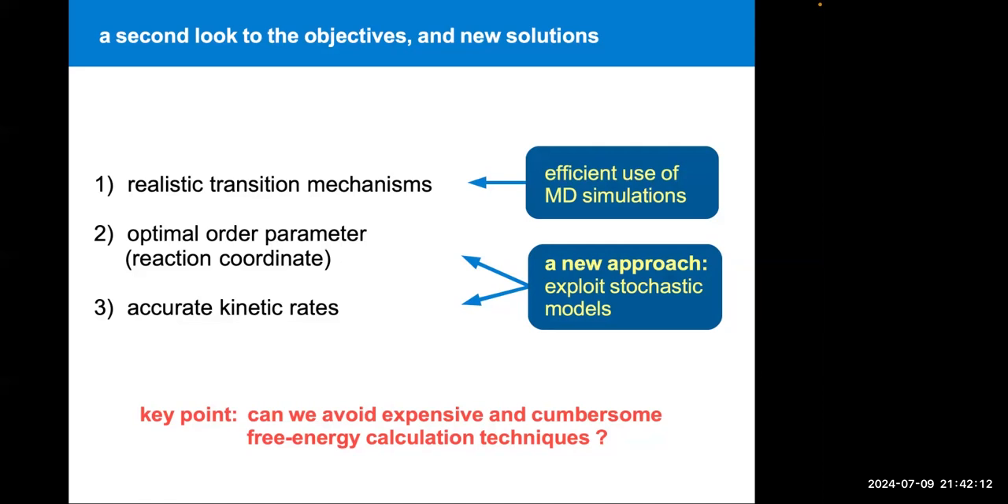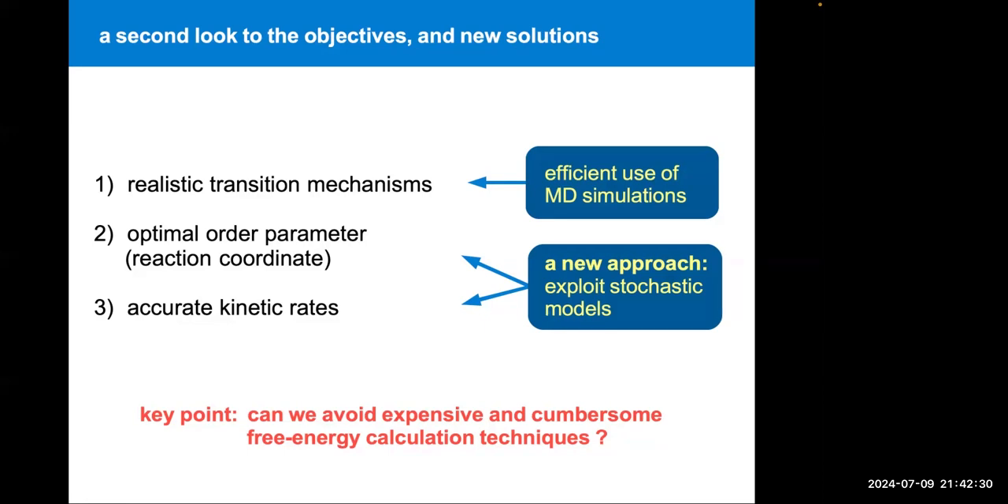So the first task is, again, we want to get realistic transition pathways, a realistic transition mechanism. We want a connection between A and B. As we have seen, metadynamics is one way to get it. There are other ways. The second task is how to get an optimal order parameter.